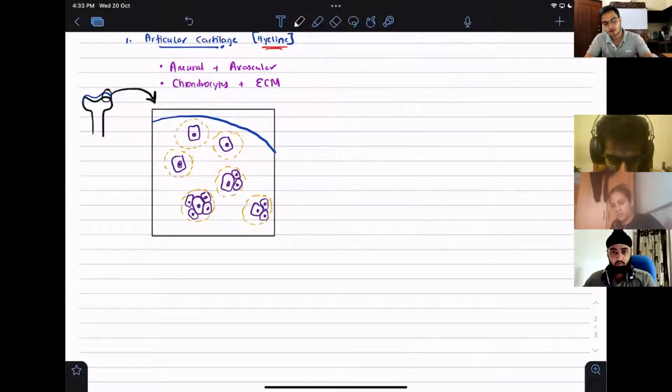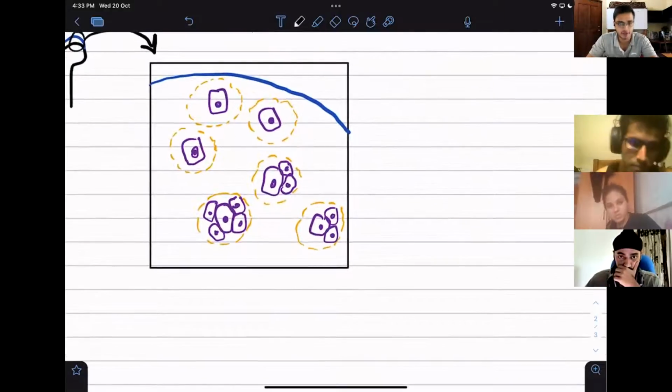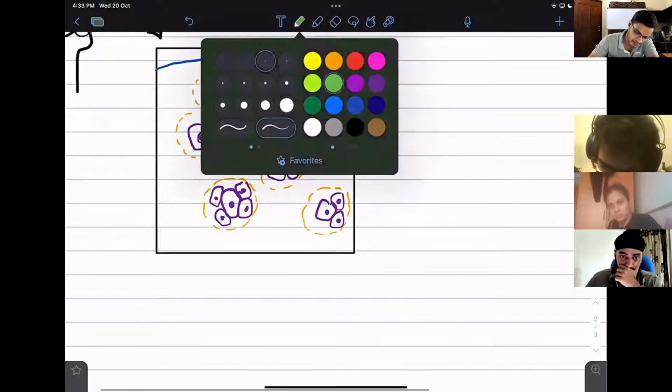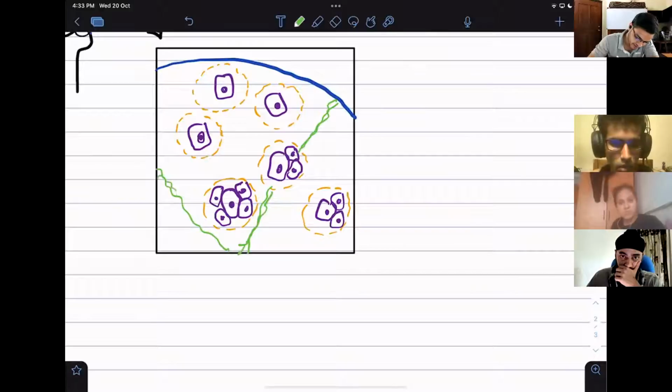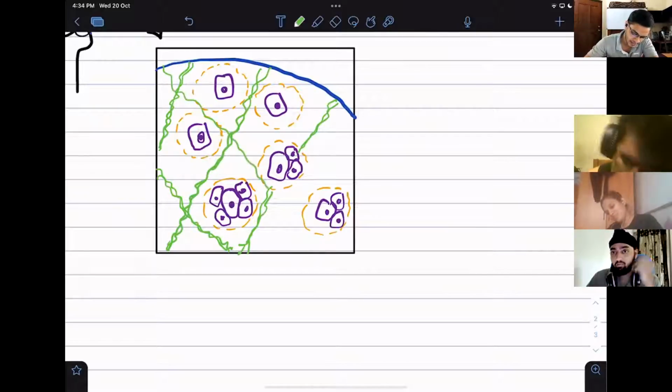Now, the chondrocytes themselves, guys, they produce the extracellular matrix. What is in this extracellular matrix? Let's look at it. First thing, guys, you all can draw long strands like this. What type of collagen is mainly found in hyaline cartilage, guys? Type 2. Excellent. Type 2 collagen mainly in hyaline cartilage, right?